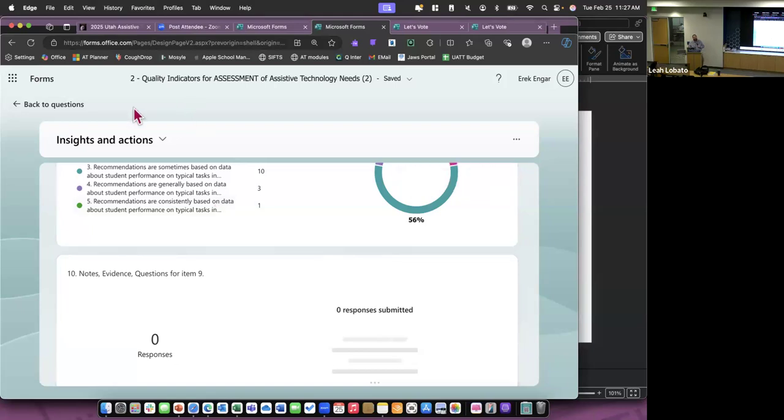Okay. Any questions on how to use the quality indicators to improve your assessment piece? Notice that it does not give you, here's how we're going to assess for reading. Here's how we're going to assess for math. Here's how we're going to assess for writing. Here's how we're going to assess for communication. Here's how we're going to assess for executive functioning skills or access. It's not going to give you those pieces.